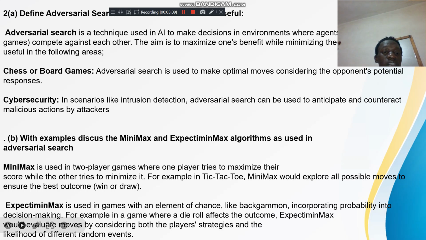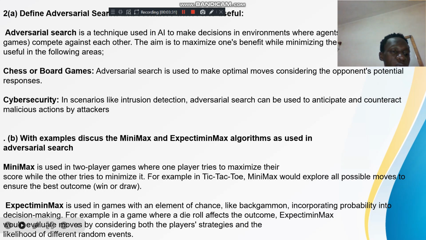With examples, discuss min-max and expect min-max algorithms as used in adversarial search. Min-max is used in two-player games where one player tries to maximize their score while the other tries to minimize it. For example, in tic-tac-toe, min-max would explore all possible moves to ensure the best outcome, that is a win or draw.